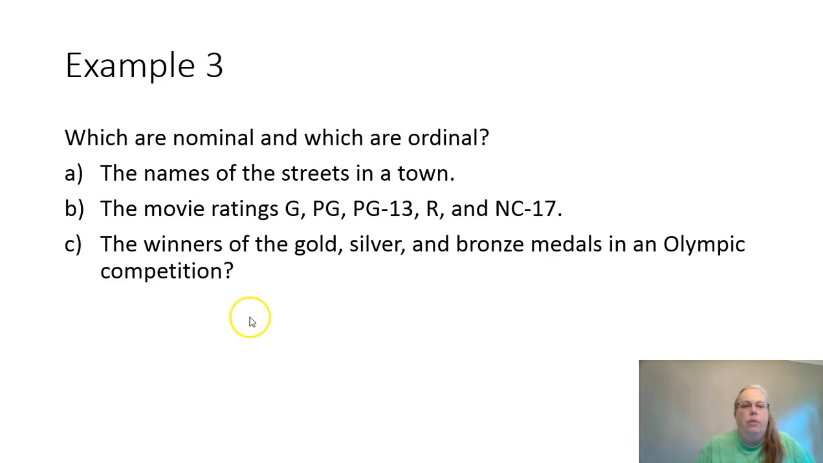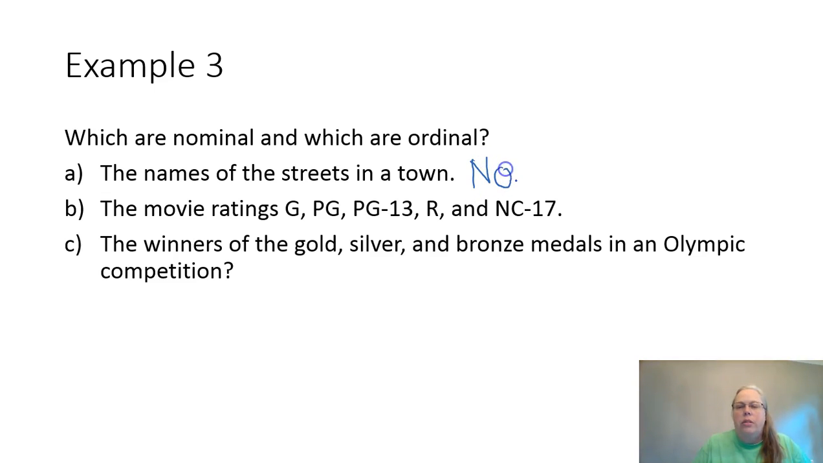Example 3. Which are nominal and which are ordinal? A, the names of the streets in a town. Since these street names don't generally have any order to them, we'll call these nominal.